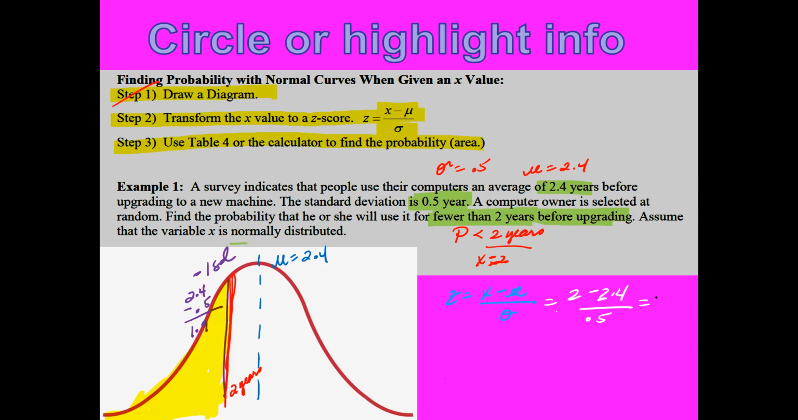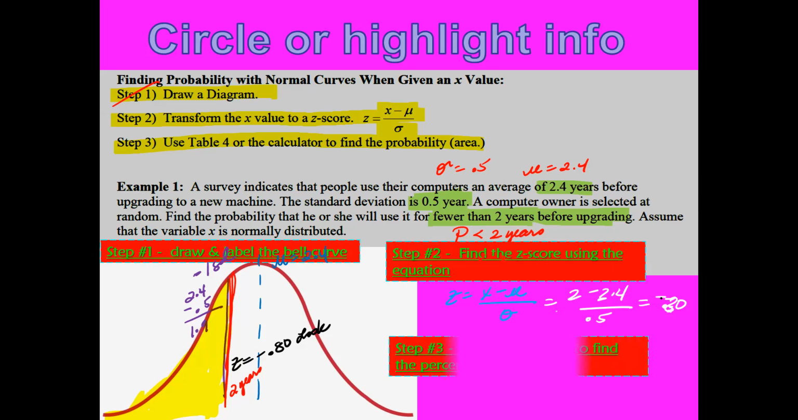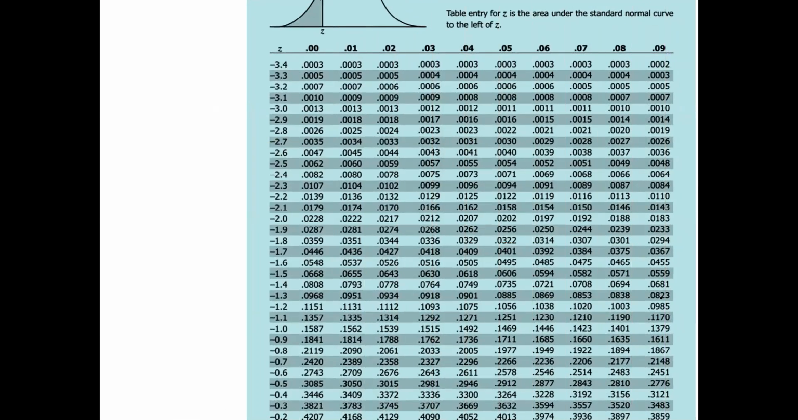You should have a negative 0.80. Okay, so what that means is that right here at 2 years, your z-score is negative 0.80, and you need to look this up on the table to determine the percentage. So then let's take a look at the table here. Here's my table. Negative 0.8 is going to be right here.